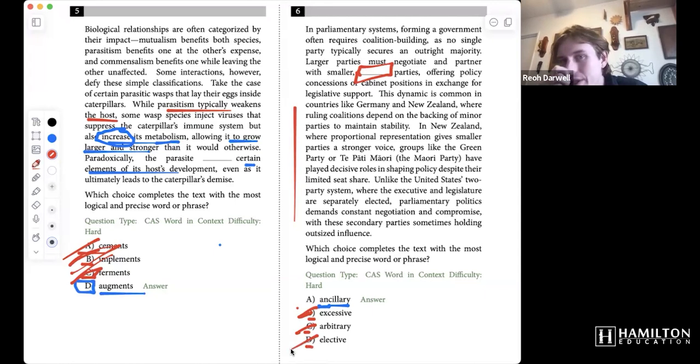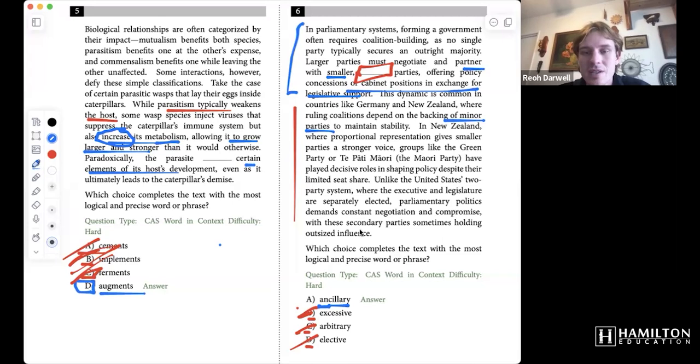Okay, even though these are elective parties, is that what they're being described as here? Like, yeah, they are elected. Okay. But does elective make sense with smaller, right? With partnering, with offering these sort of things in exchange for legislative support, right? Where we have minor parties, right? Minor and ancillary being direct synonyms.